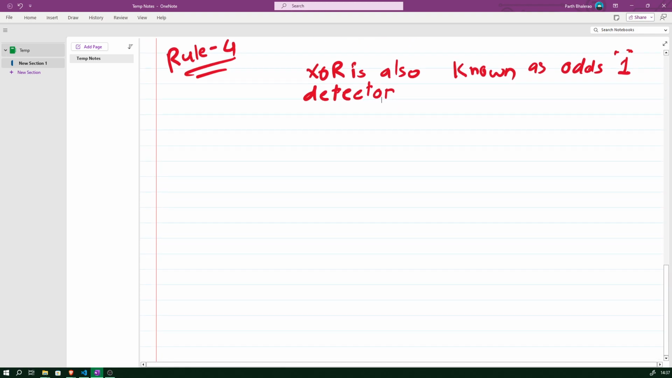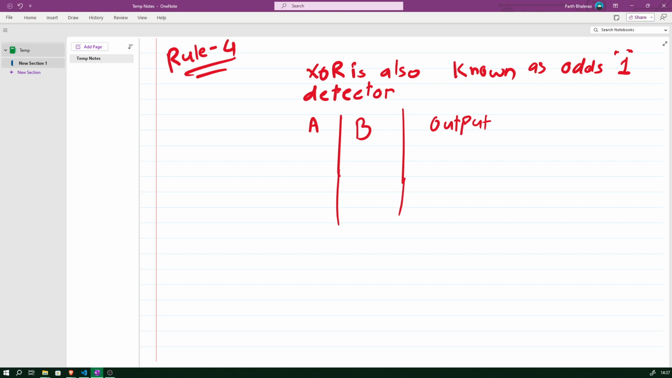Odds 1 detector. So what is this exactly? What is the table of XOR? Suppose A XOR B I have to do, and this is my output. So what are the possible combinations? Possible combinations are 0 0, 0 1, 1 0, and 1 1. So 0 0 XOR is 0, 0 1 is 1, 1 0 is 1, and 1 1 is again 0. Perfect.